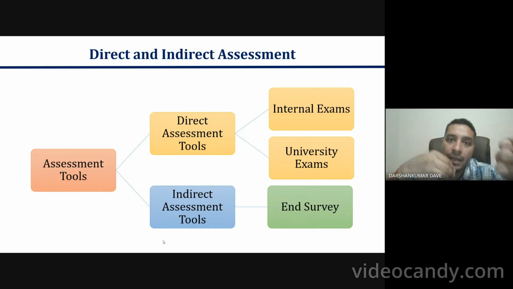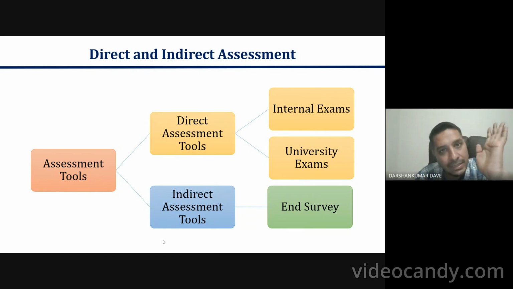Wherever the learning is directly concerned without any qualitative aspects, right? All these things are to measure the learnings, and you will have groups, right? So all these tools are called direct assessment tools.